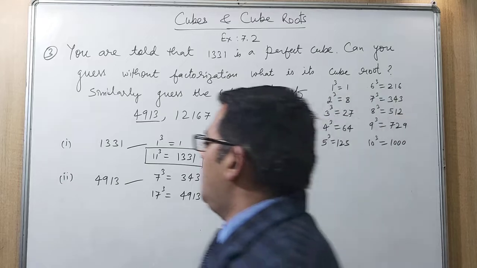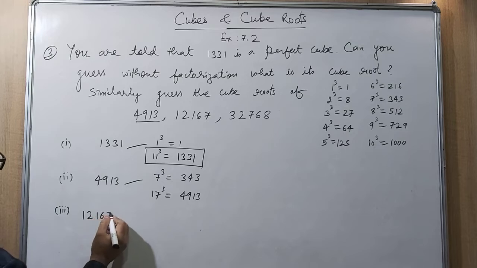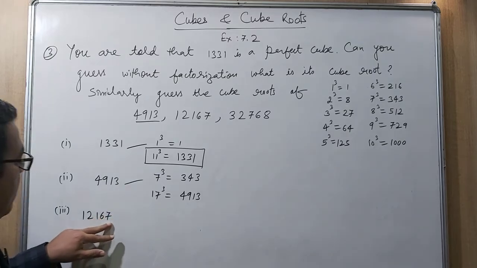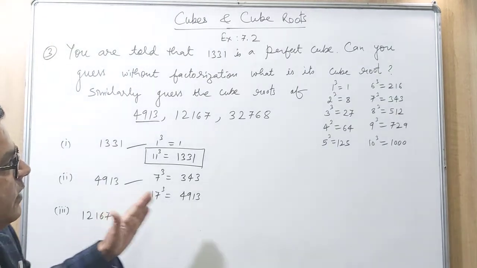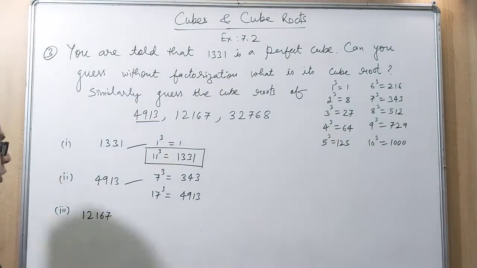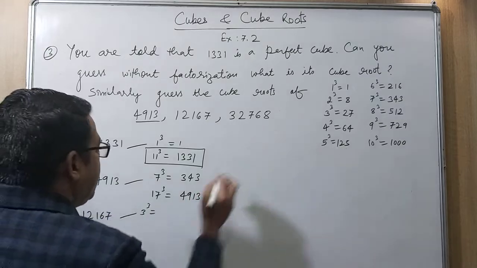Right? Now let's check the third number, 12167. Now what to do? 7, whose cube ends with 7? You can see here the cube of 3. So it may be the cube of 3, and we know that the cube of 3 is 27.